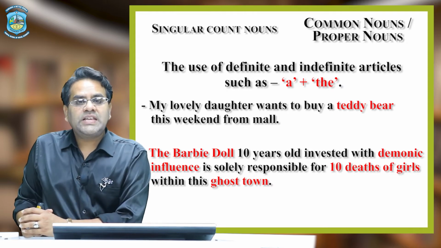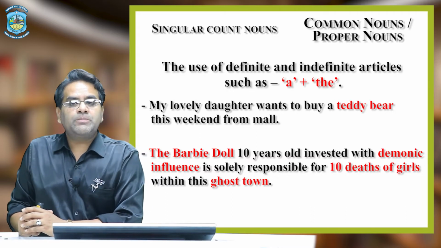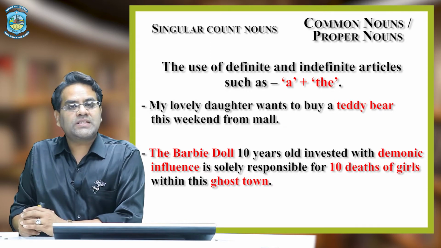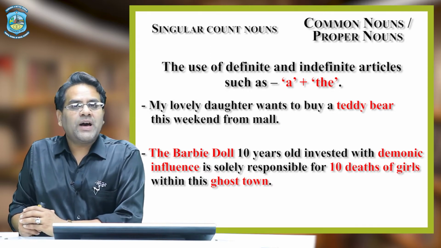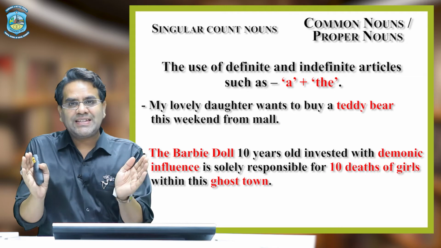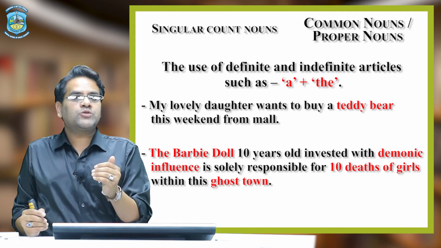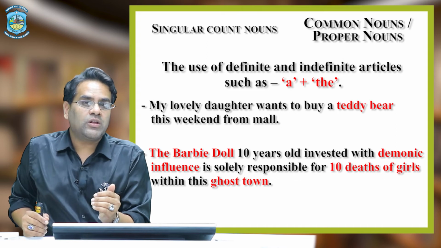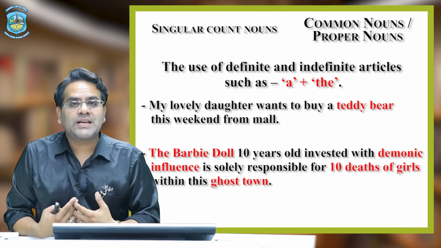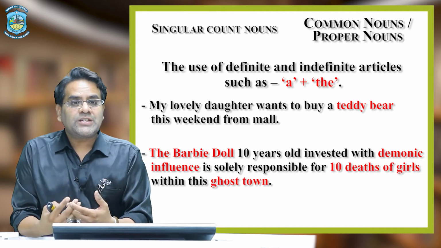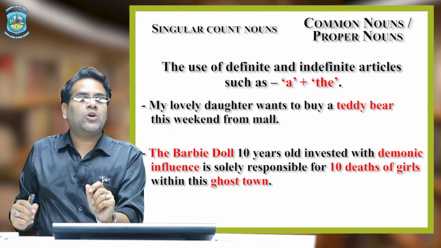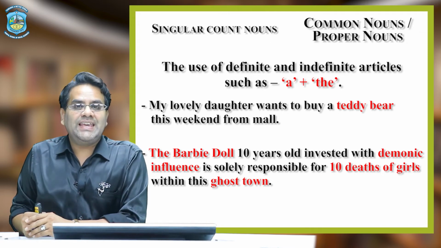"The Barbie doll, 10 years old, invested with demonic influence, is solely responsible for 10 deaths of girls within this ghost town." Now, in this part of the statement, if you read the entire statement, by the end you find that we are concentrating on a special feature of this Barbie doll. What was her special feature? Well, this Barbie doll was responsible for the death of some girls of the neighborhood. That is why I am specifically, peculiarly taking this word Barbie doll. So that is why I've attached the article "the."